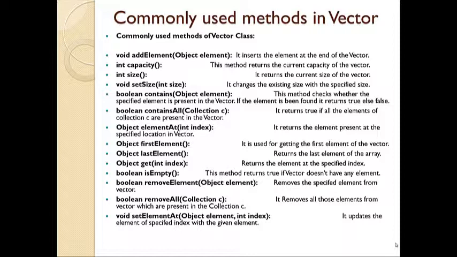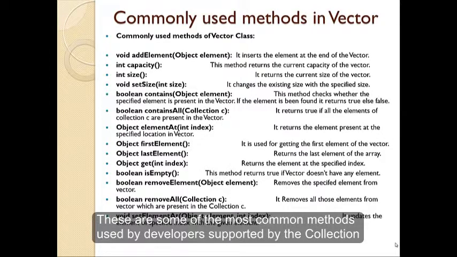We'll start with the first, add element. We can add a new element in my collection. Then we can check the capacity of it or the size of it. We'll come back to the differences between capacity and size. We can set the specific size of it. Then we can check whether my collection contains a particular element or not, or whether my Vector contains a complete new collection or not.